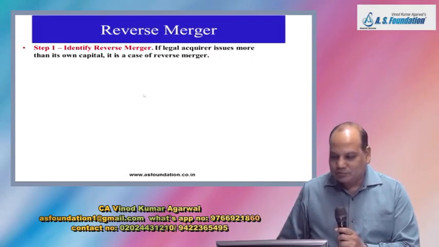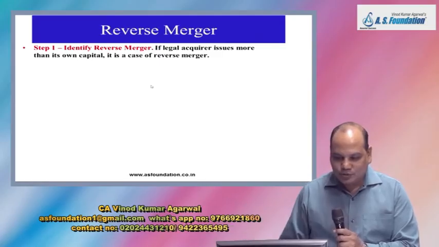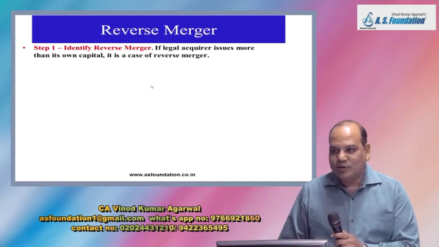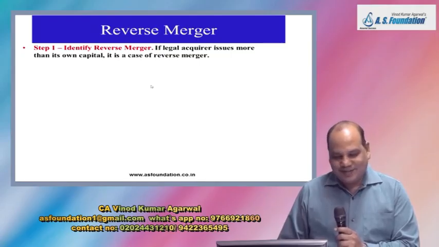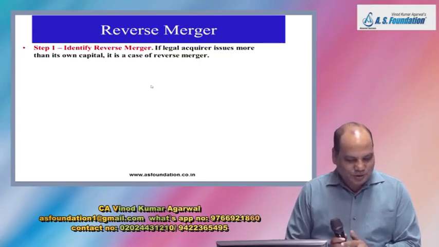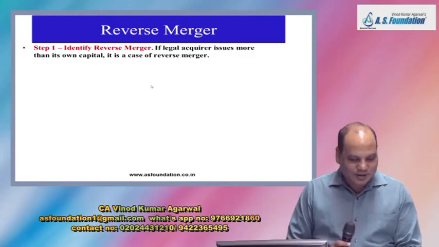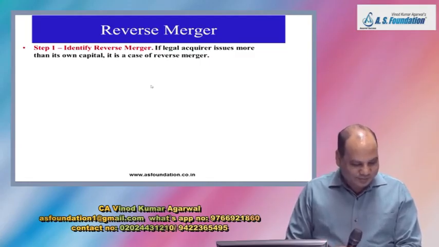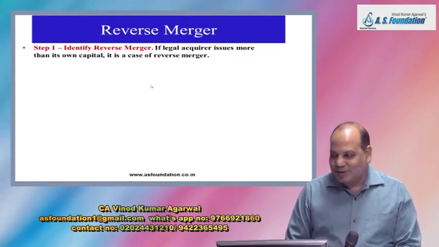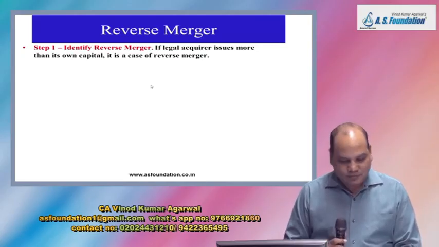Fair value, write down some notes. With numbers only, student of account gets activated. Yes or no? Yes. Student of account just wants numbers, nothing else. So write down steps in reverse merger.